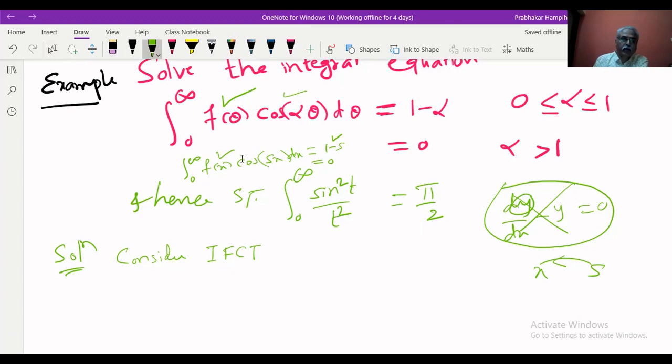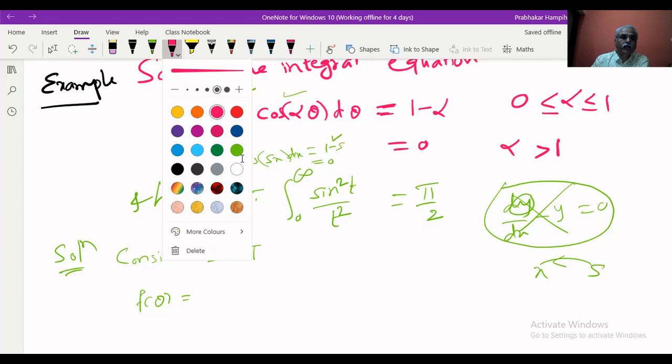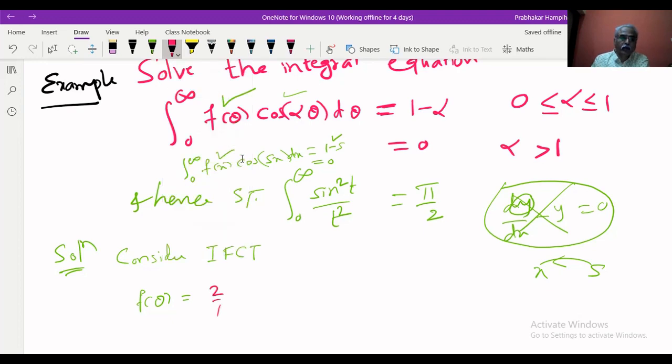Inverse Fourier cosine transform. So what happens? We get f of theta back, f of theta equal to 2 by pi, some f bar of alpha. What is f bar alpha? I'll tell you.